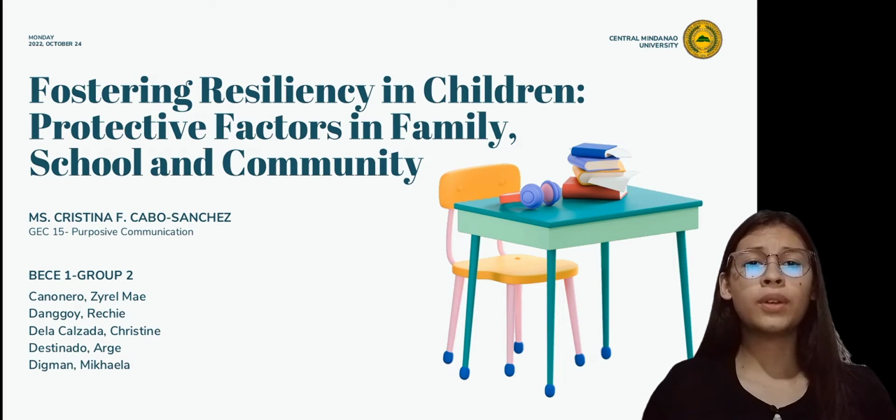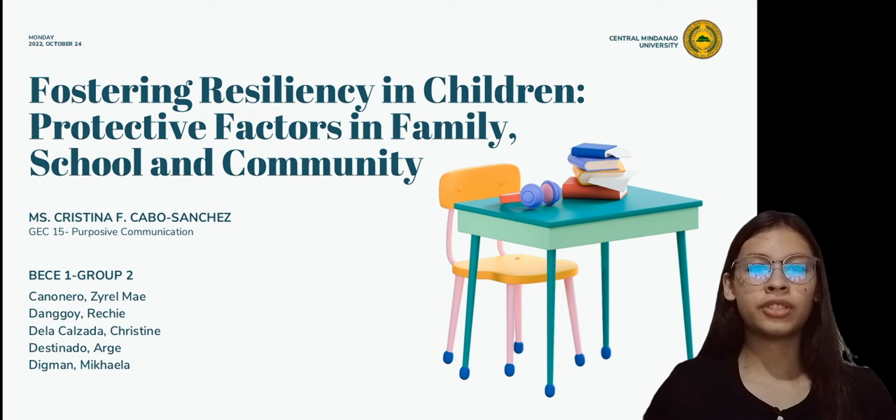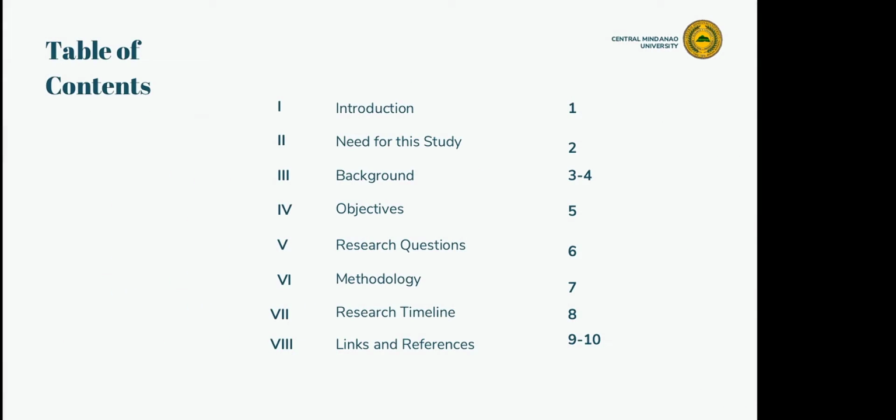And now, we are going to introduce to you our concept regarding fostering resiliency in children, protective factors in family, school, and community. Now let's go to the table of contents. First is introduction. Second is need for this study. Third is background. Fourth is objectives. Fifth is research questions. Sixth is methodology, followed by research timeline, and last is links and references.